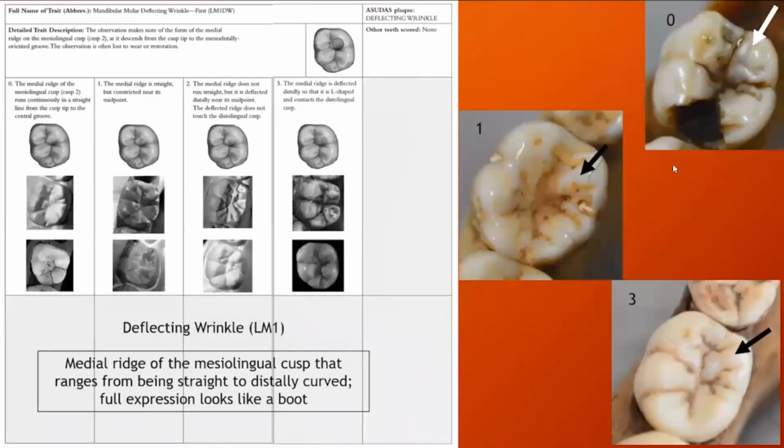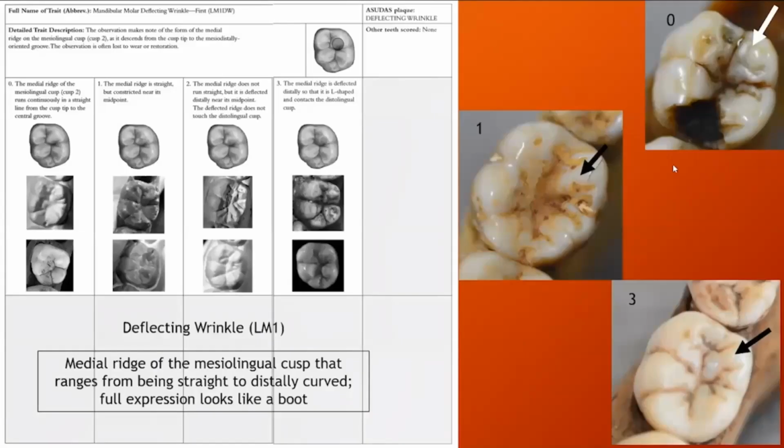And this last occlusal trait that we're going to talk about is actually my favorite. It's the deflecting wrinkle. And despite its name, it is not particularly wrinkly, but it is indeed deflecting. So where we're looking at this trait is on the mesiolingual cusp, and we're looking for a ridge there, and whether it's running straight or if it's running back towards the distal lingual cusp. So looking on that lingual side of the tooth.